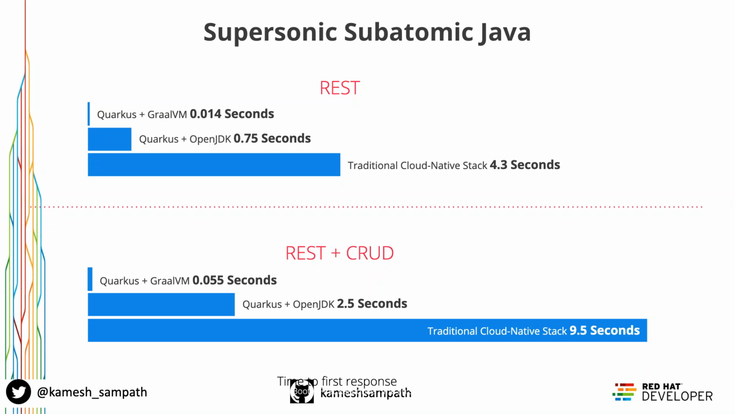And then if you see REST plus CRUD, which includes your database initializations and other stuff, and then I'm connected to the database, my request is ready to serve now, right? That's what it takes. It takes you 9.5 seconds with any cloud native stack. But with Quarkus and Quarkus GraalVM, it's almost 2.5 and 0.055 seconds. Okay, this is just to say I'm ready. It's not the actual application performance, all right?